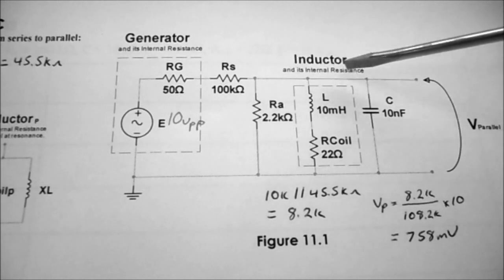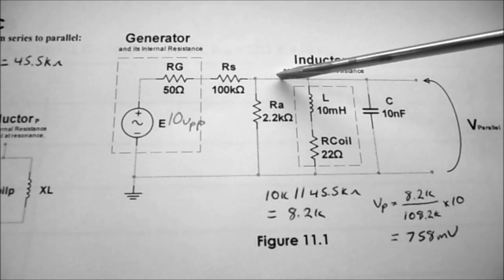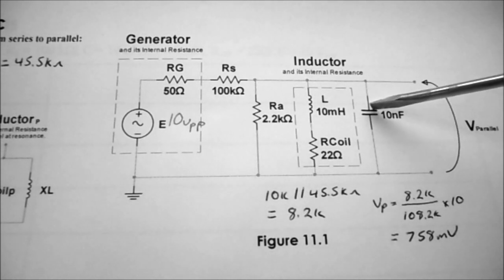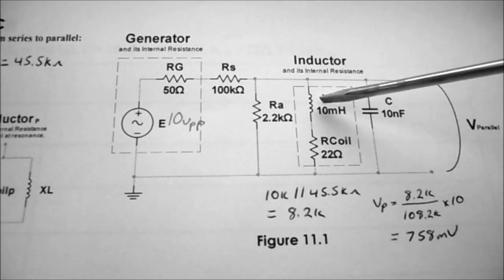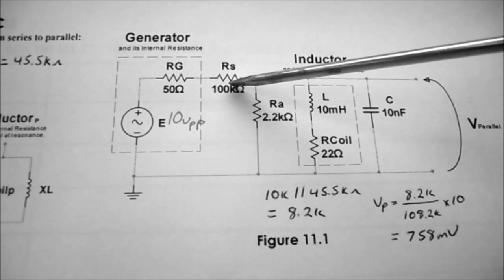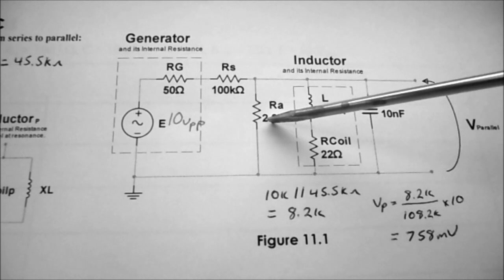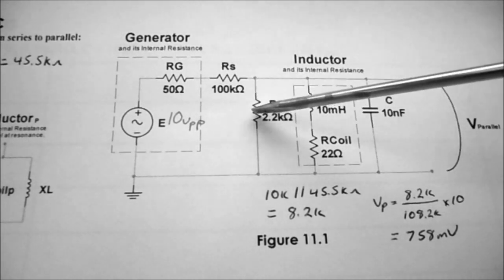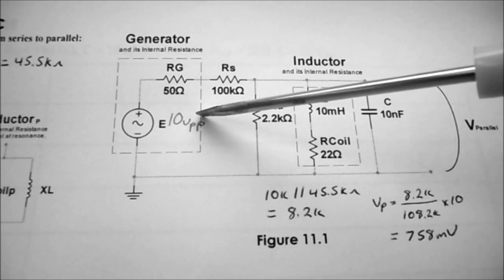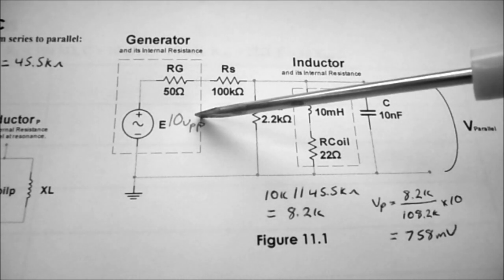So to find the maximum V parallel voltage, all I did was say that XL and XC are going to be equal, so they cancel each other out. So you should be left with a voltage divider situation where we have the 10K over 110K times the 10 volts applied, and that should be equal to somewhere around 900 millivolts.